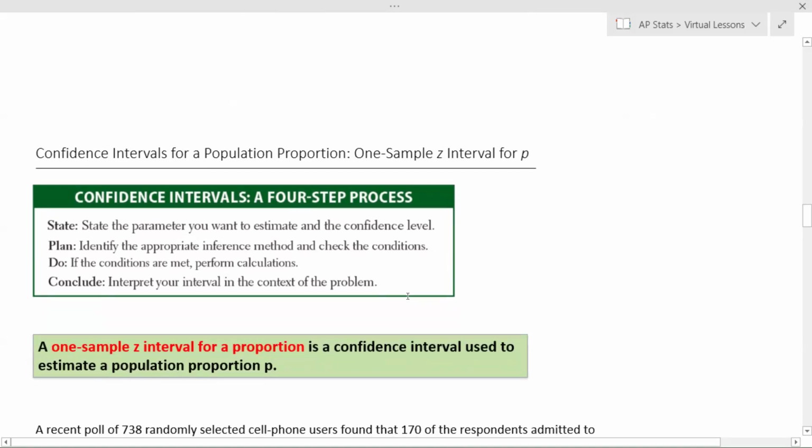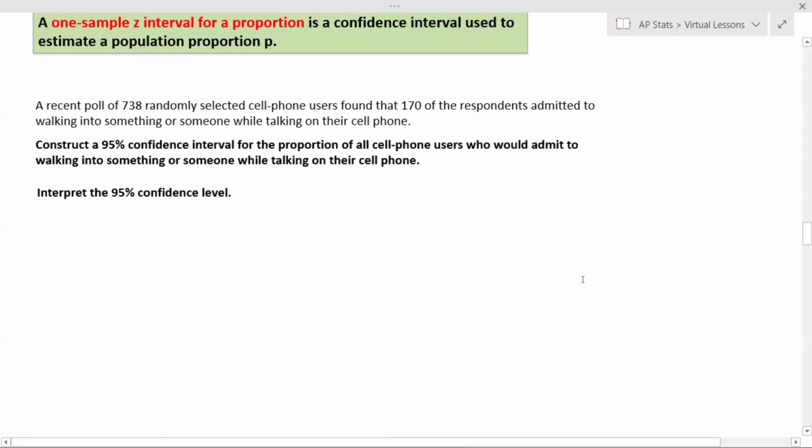Alrighty. So a one sample Z interval for a proportion is a confidence interval used to estimate population proportion P. So this interval gives us a range of plausible values that we are relatively confident contains the true population parameter, in this case a proportion. Okay, so here's an example.